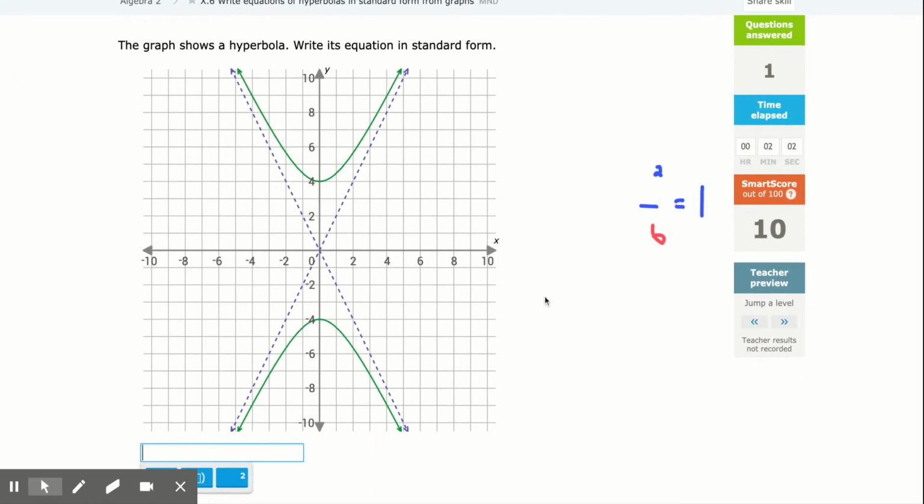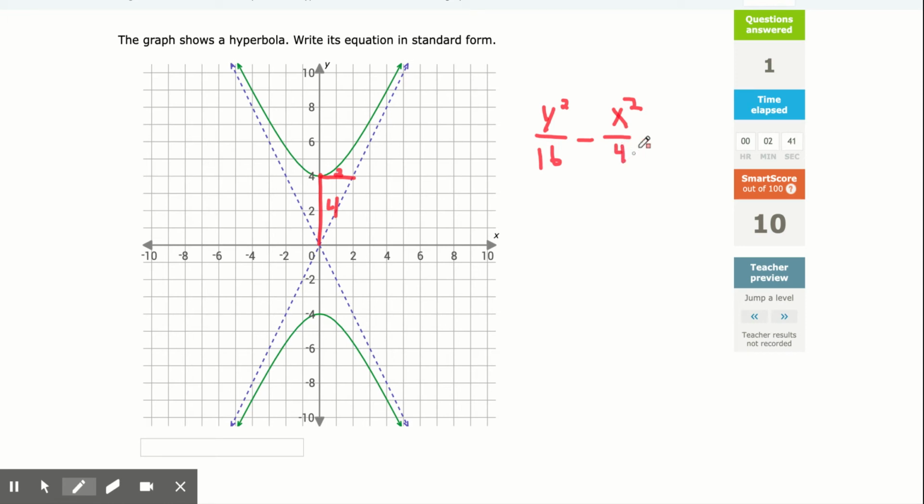Now here's another one that's open up and down, so it will be your Y squared term that's first. And again, all you need to do is find your A value, which is the distance from your vertex to the center. My A value is 4. So since it's open up and down, it's Y squared over 4 squared, which is 16, minus my X squared over my B value. Now my B value, remember, go left now from the vertex till you hit that asymptote line. That's only 2 units. We square 2, we get 4, and that equals 1.